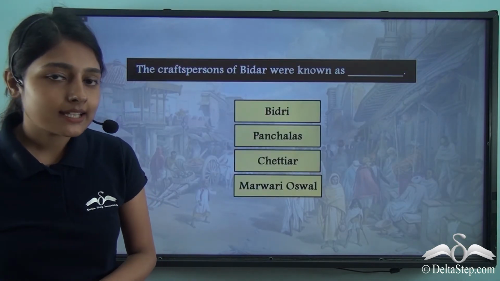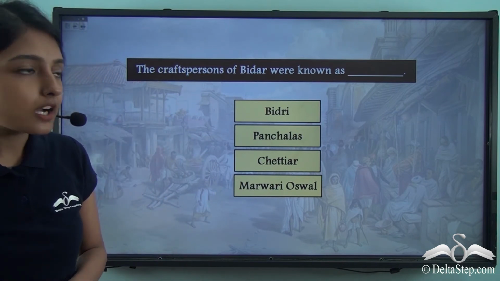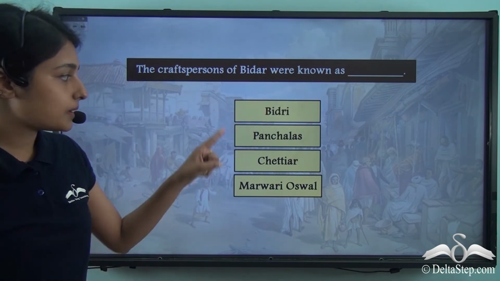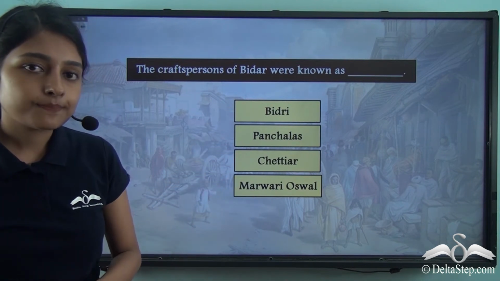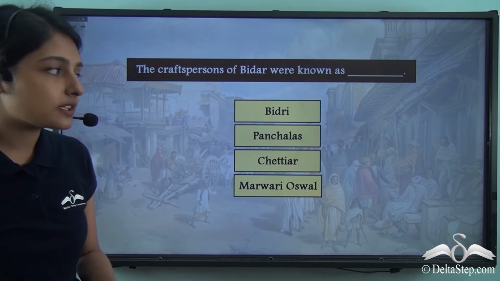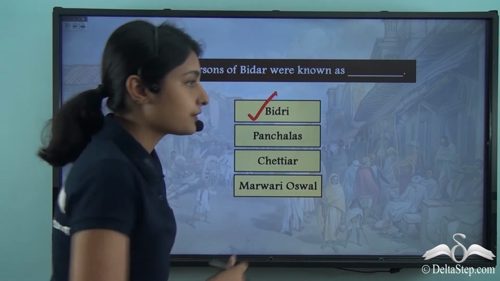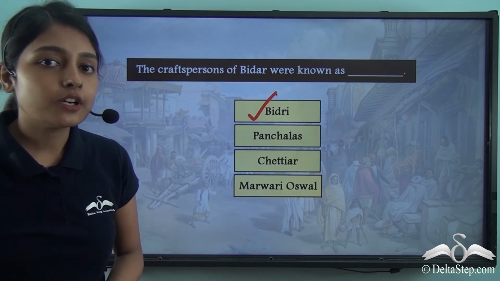Before proceeding with our lesson, let me ask you a question. The craftspersons of Bidar were known as Bidri, Panchalas, Chettiyar or Marwari Oswal. Yes, you are right. The craftspersons of Bidar were known as Bidri, and they were famous for their inlay work of silver and copper.